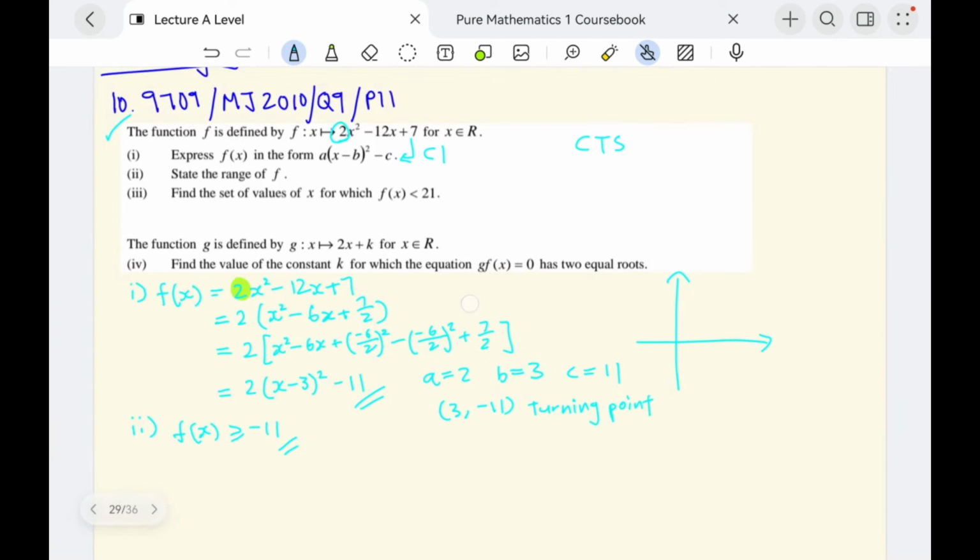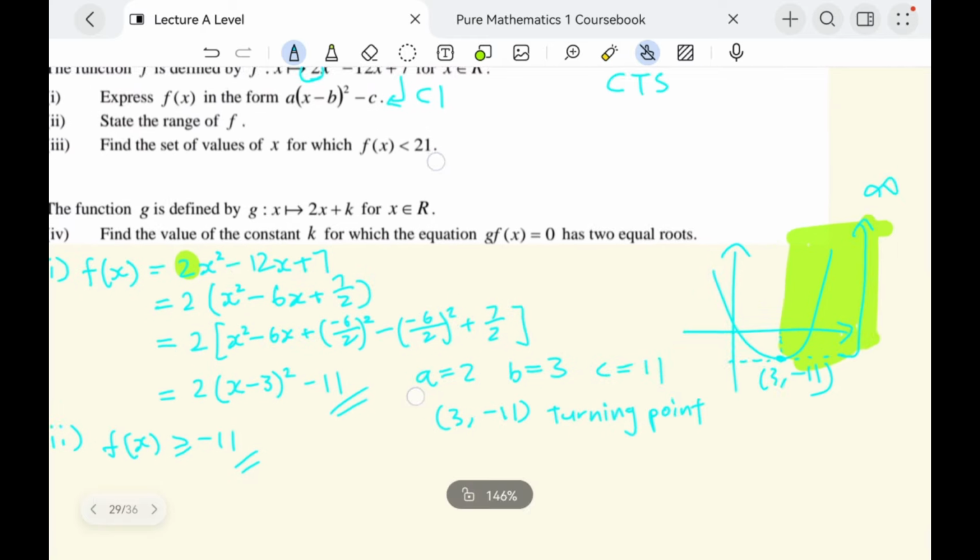given that here is your quadratic graph, correct? So here, let's say here is your turning point, correct? And here is your range, until infinity, but starting from at least -11. So this is how you answer this second part, in order to give the correct range based on their function and identity.